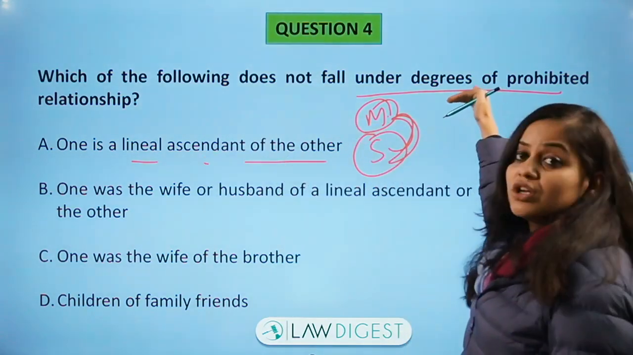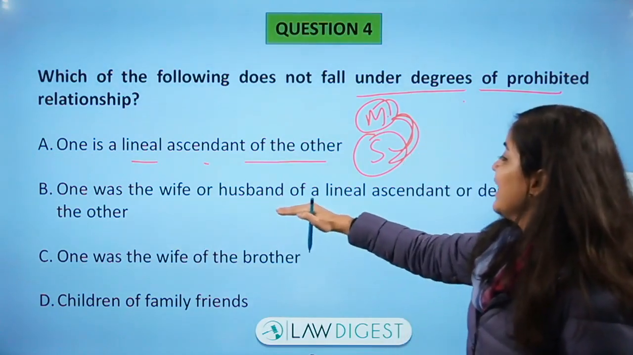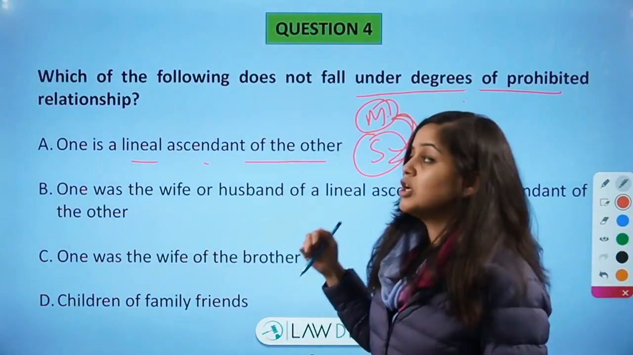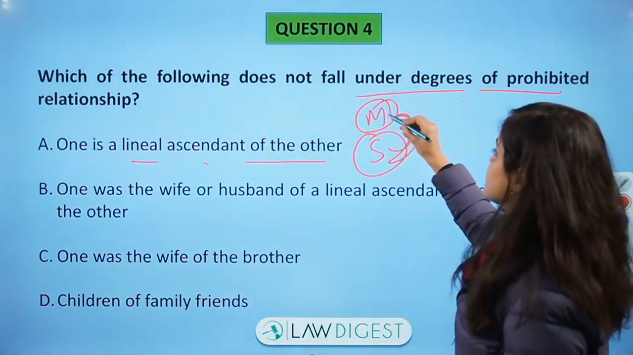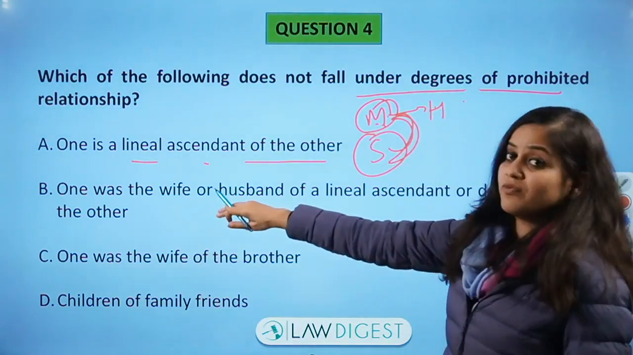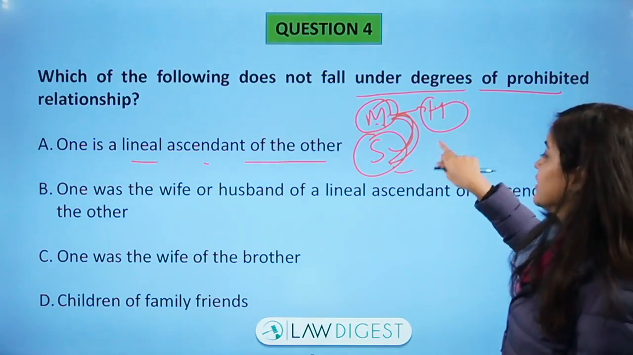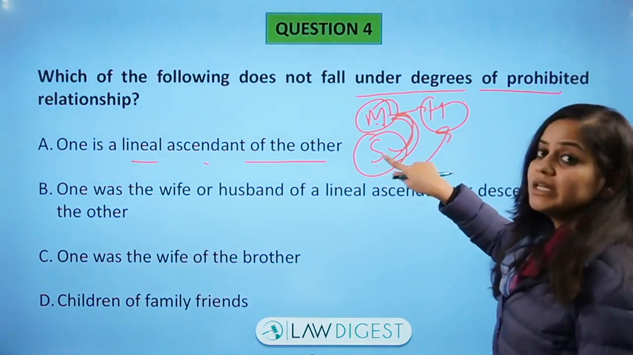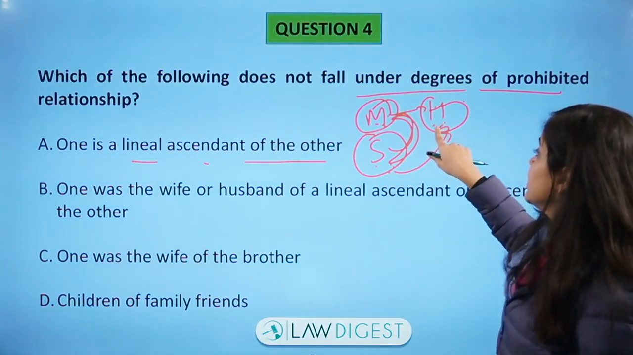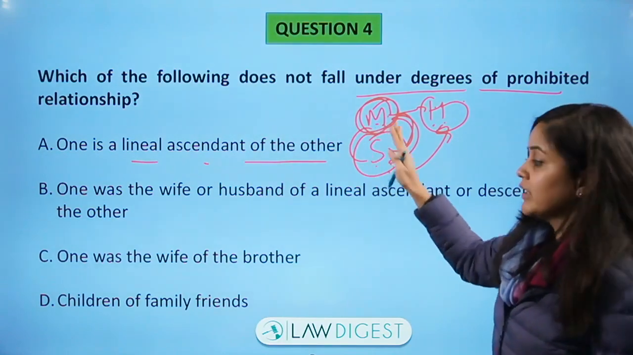They fall under the degree of prohibited relationship as per the Hindu Marriage Act. One was the wife or husband of a lineal ascendant or descendant of the other, which essentially means that, for example, the mother is the wife of the lineal ascendant of the son. So son का lineal ascendant जो है वो father है, and उस father की जो wife है वो इस son की mother है, therefore they cannot get married.